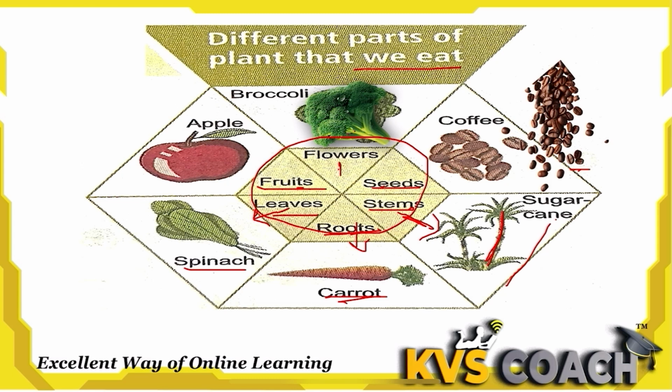So next we are talking about fruit of the plant. You know that many fruits we eat, like apple, orange, mango, banana. These all are the fruit of the plant, but we get from the plant and we eat them. So these are the parts that we eat.